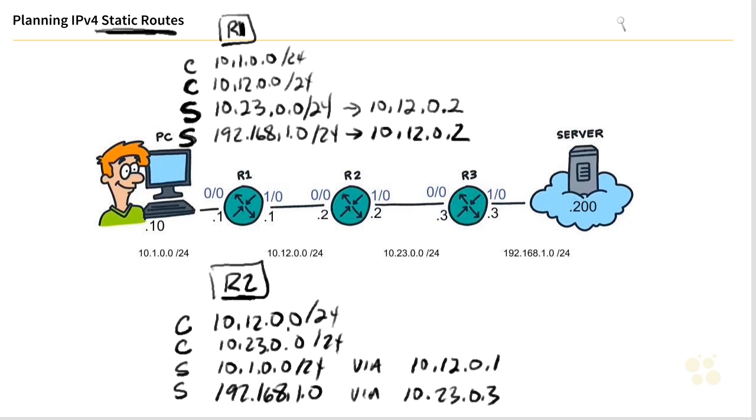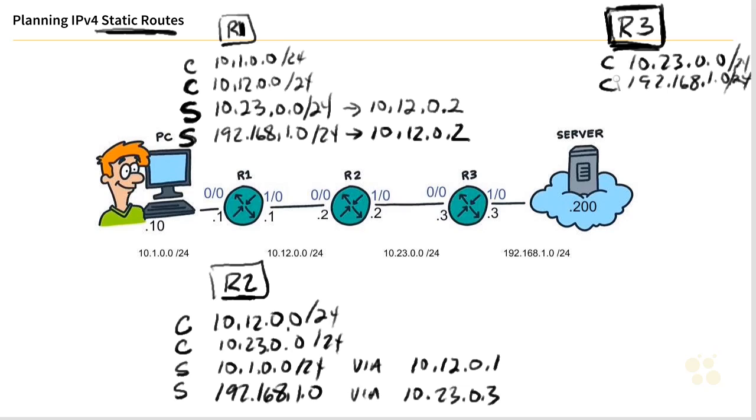And let's do the same thing for R3. And the repetition here is going to be good to reinforce this concept because it works the same way. R3 is connected to two networks, the 10.23.0 network, and also the 192.168.1 network, both with the 24-bit mask. So those are directly connected networks. And as far as the 10.12 and 10.1, we'd need to add static routes for that. So 10.12.0.0 and 10.1.0.0.